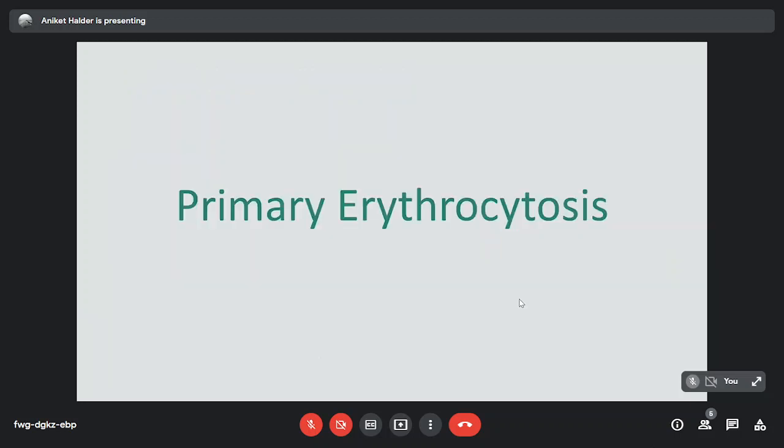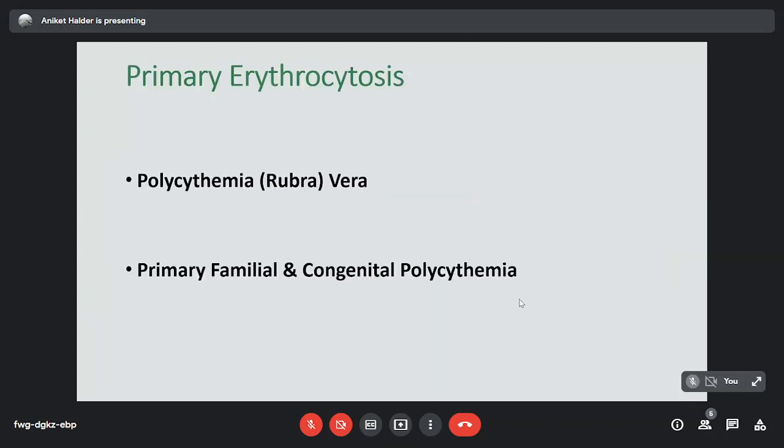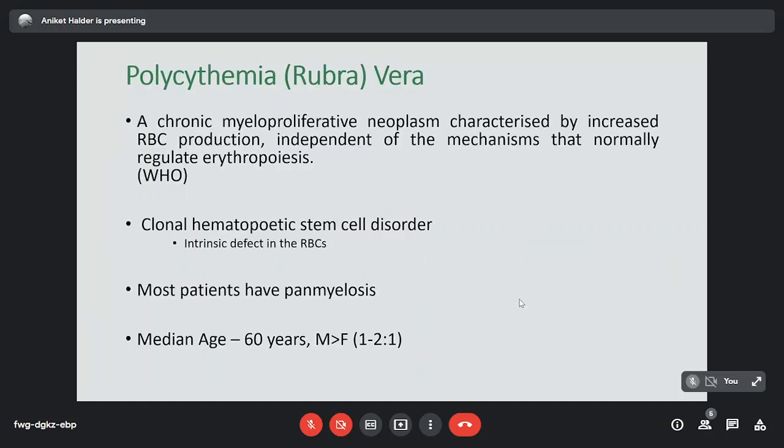Now moving on to primary erythrocytosis. So the two entities that I will be discussing today, which make up most of the cases of primary erythrocytosis, are Polycythemia vera or Polycythemia rubra vera, and the second is the primary familial and congenital polycythemia. So first, the Polycythemia vera or the Polycythemia rubra vera.